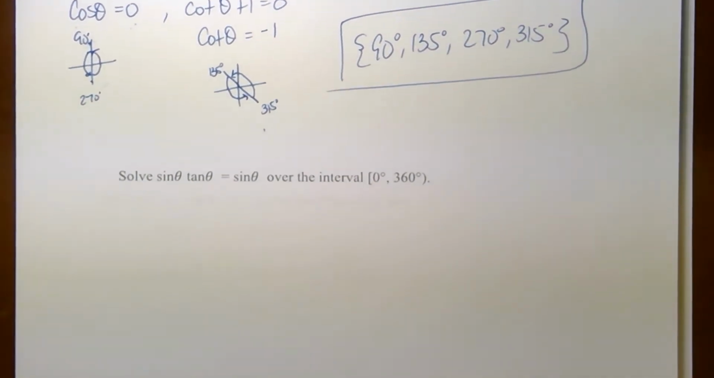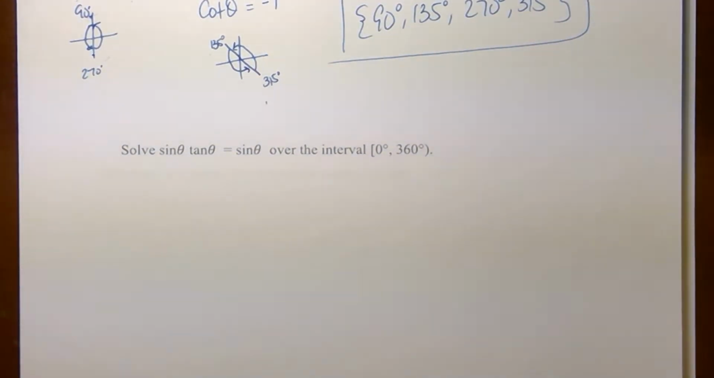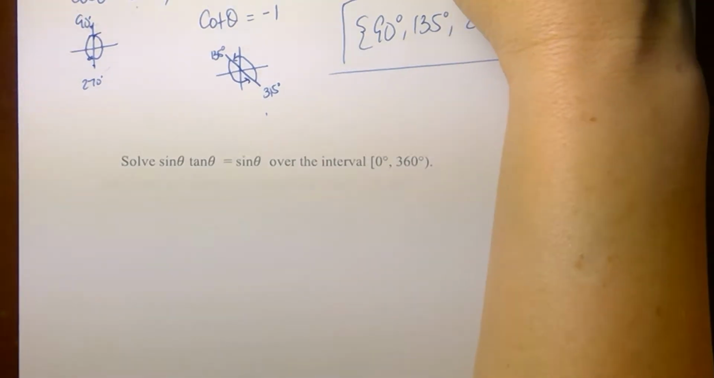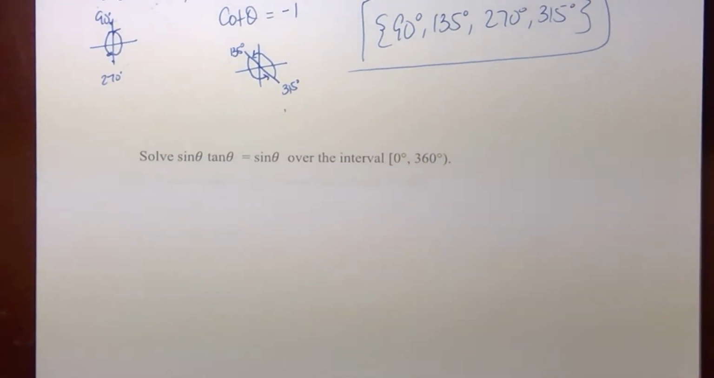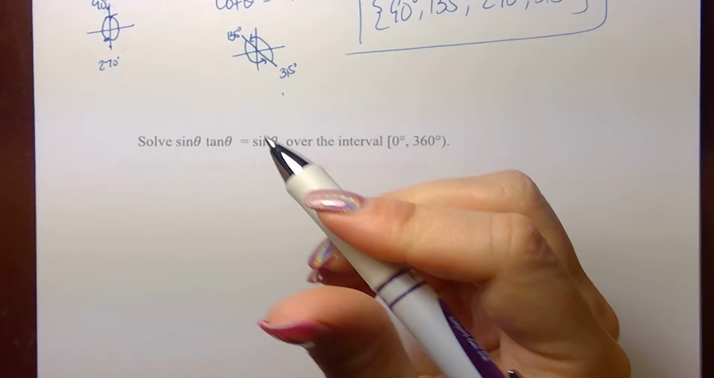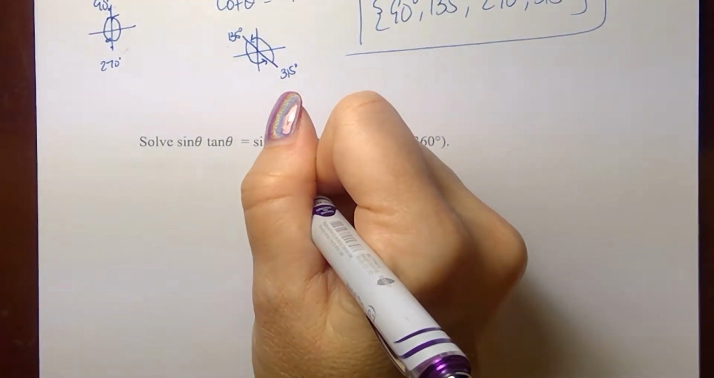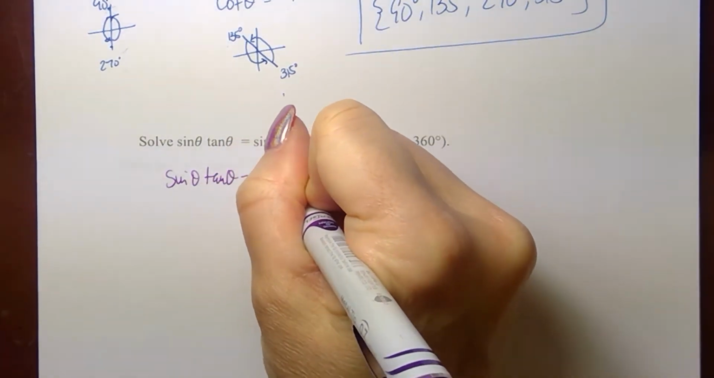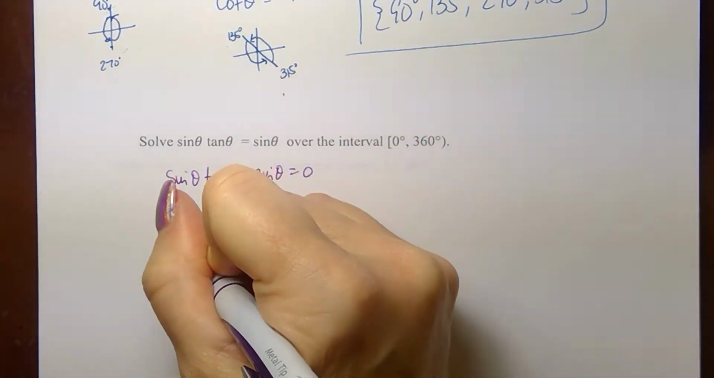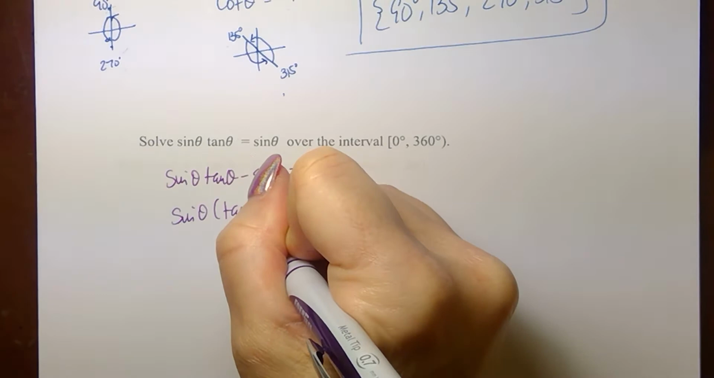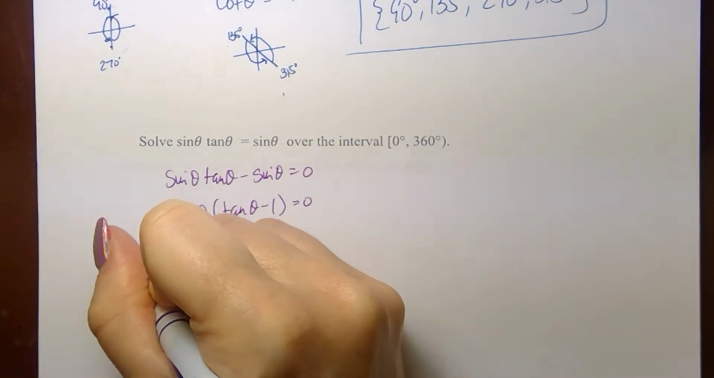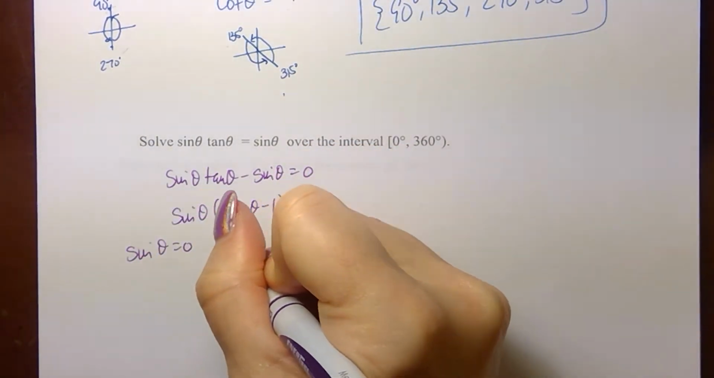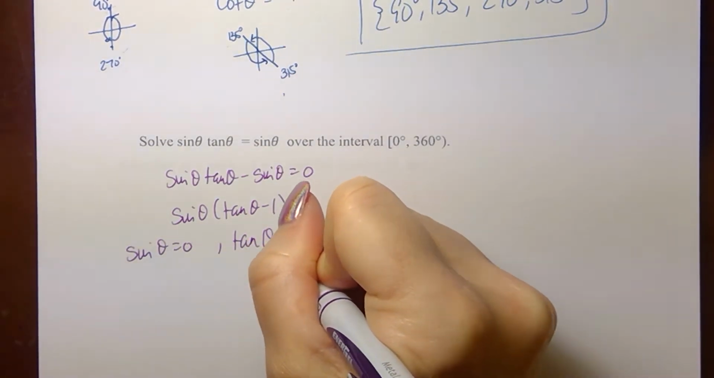All right, let's look at the next one. We usually skip this one in class for the sake of time, so we're going to kind of talk through it quickly. It's exactly the same style of question. I'm going to move that sine theta over so that I have sine theta tangent theta minus sine theta equals 0. Factor out the common factor so that I get sine theta equals 0 and tangent theta equals 1 as my solution set.